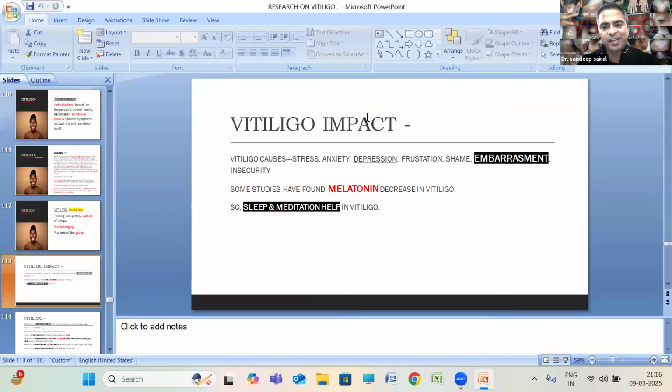Now, the impact of vitiligo is a clear-cut embarrassment, like people are looking at them, or they may feel so. For that reason, they don't go to social gatherings, they don't enjoy. So there is depression, stress, loneliness. One more thing we found from studies is that vitiligo patients have low melatonin. Melatonin helps in sleep, so this fact helps in the treatment part also to some extent. If you ask your vitiligo patients to take proper sleep and meditation, that will also help them to some extent.